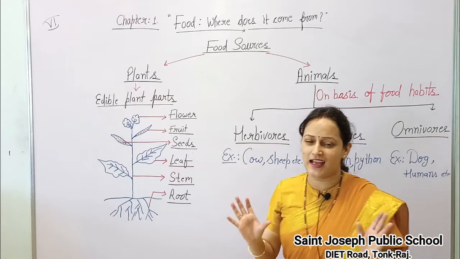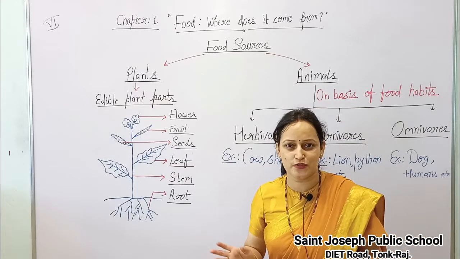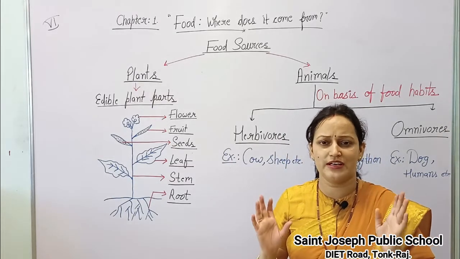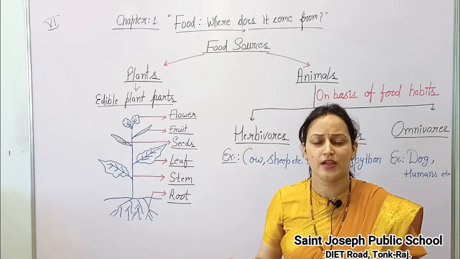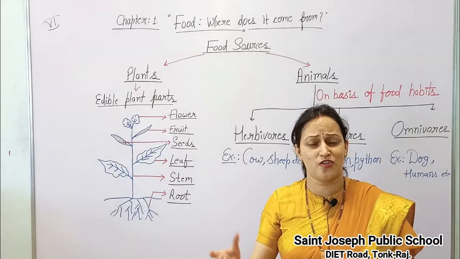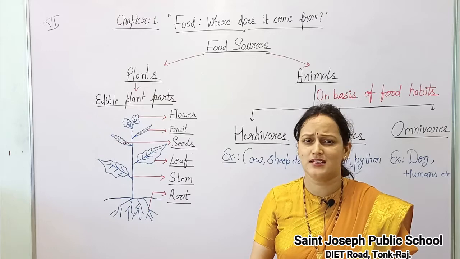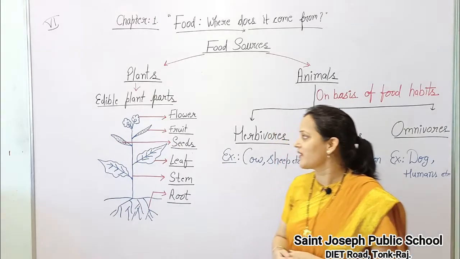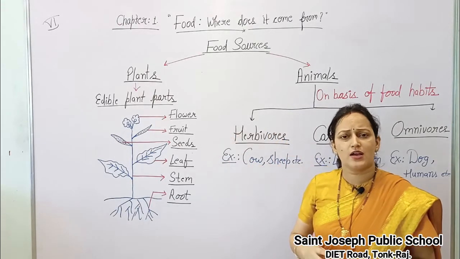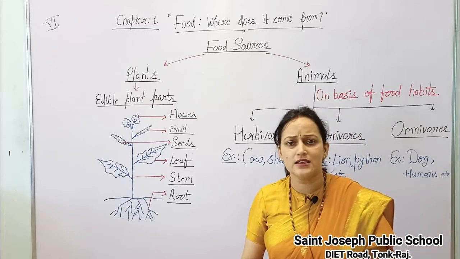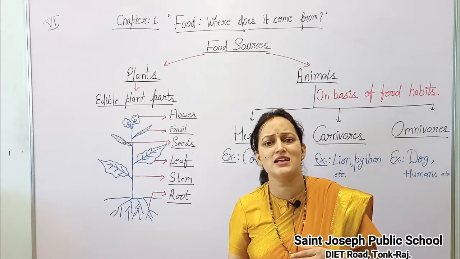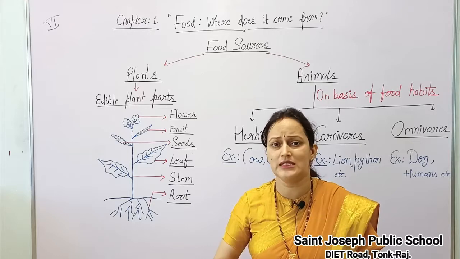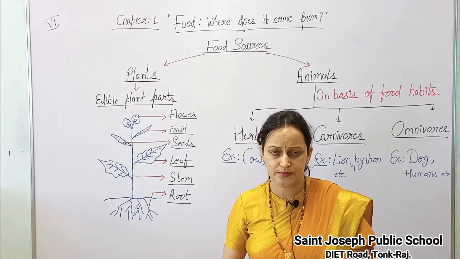Fruits, you all are very well aware about the fruits. जितने भी आपको different type के आपके favorite fruits हैं, apple, nowadays it is the season of mango, banana. These are examples of fruits. Next are the flowers, cauliflower, broccoli. These are examples of flowers which we eat in the form of food.